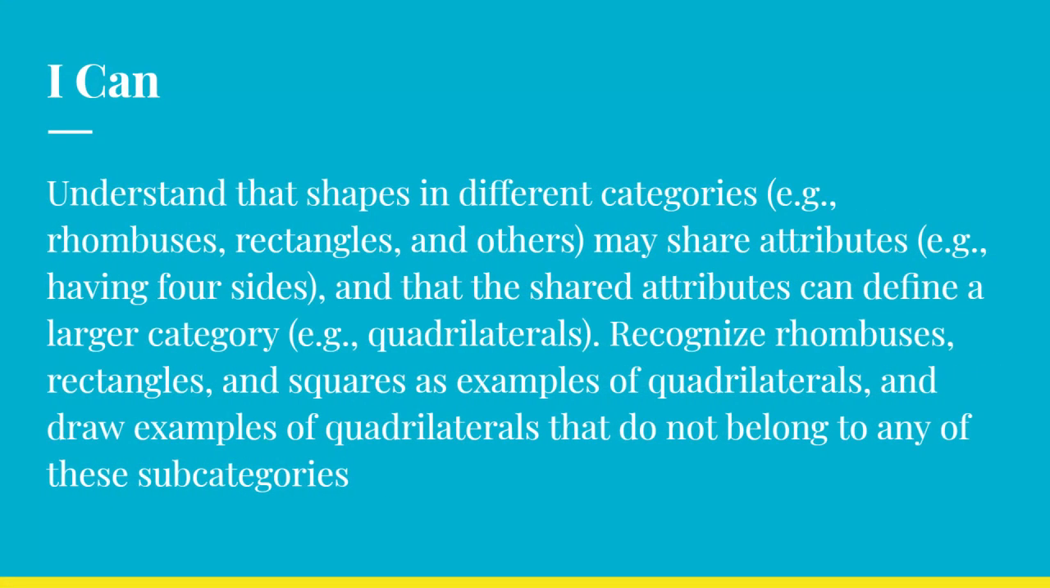Our I can statement today is, I can understand that shapes in different categories, like rhombuses, rectangles, and others, may share attributes, like that they all have four sides, and that the shared attributes can define a larger category, like quadrilaterals. I can recognize rhombuses, rectangles, and squares as examples of quadrilaterals and draw examples of quadrilaterals that do not belong to any of these subcategories. Now this sounds like a lot, but basically we're just going to know about different types of quadrilaterals.